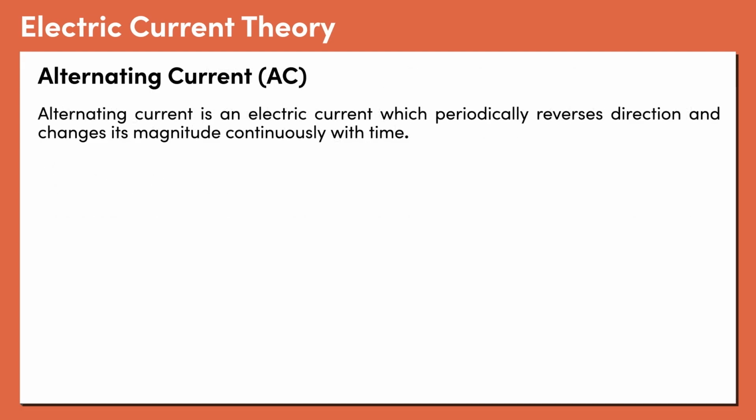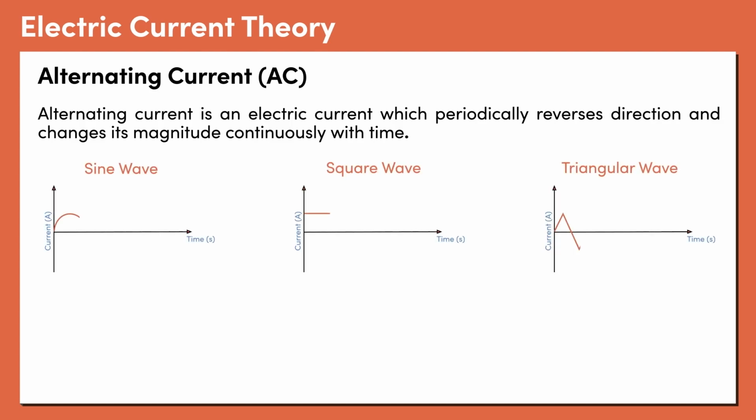Based on flow of charge, the electric current is classified into two types, that is, alternating current, AC, and direct current, DC. Let us first consider alternating current. Alternating current, AC, is an electric current which periodically reverses direction and changes its magnitude continuously with time.